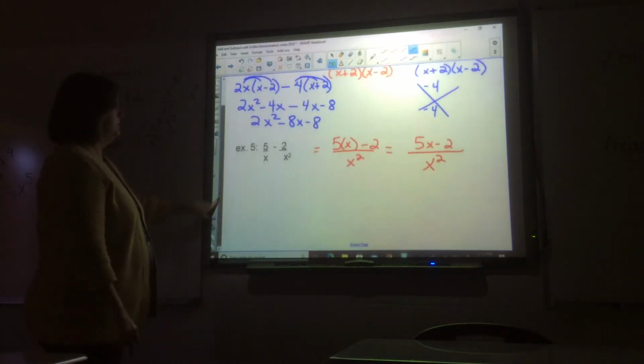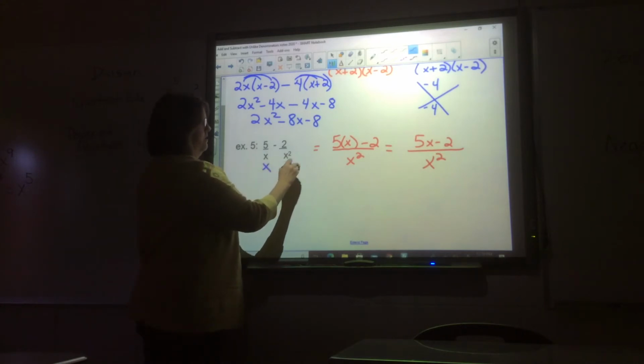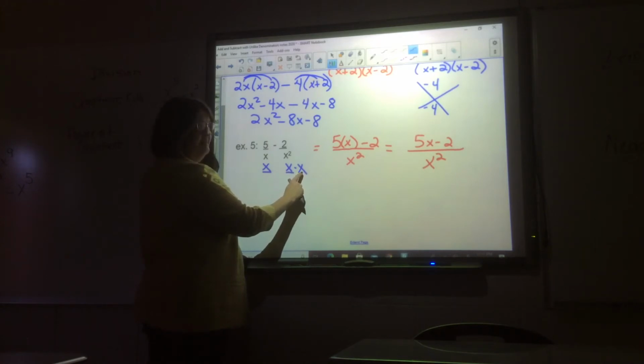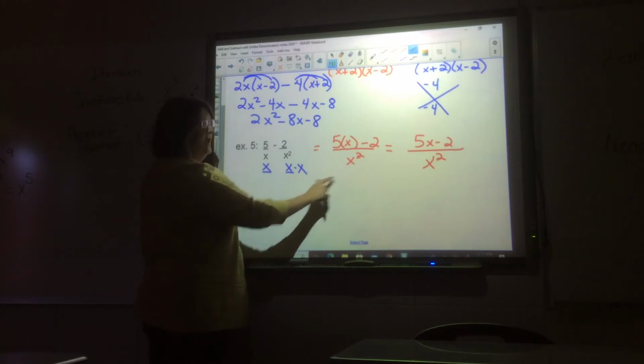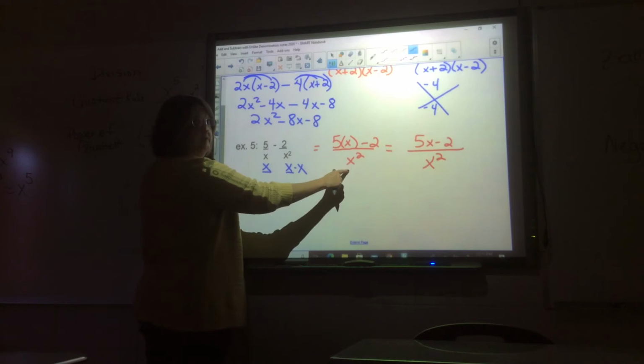All right, let's go down here. I have an x and I have an x squared. So they both have one of them, but remember, you've got to have everything that's in the denominator. Everything that's down here has to be in the new denominator. So you have a denominator of x squared here.